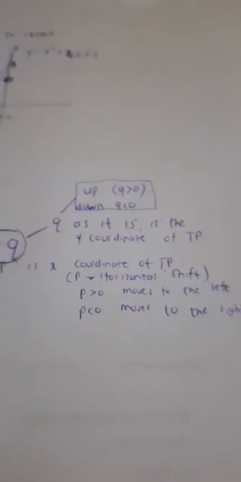Then as for q, nothing changes. q greater than 0, we're saying up. If q is less than 0, it's down. Nothing has changed with the q value. It's the same up, down that was there in grade 10, the same up, down we have in grade 11, and the same up, down we have in grade 12.